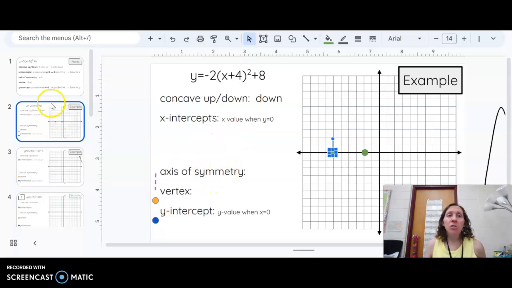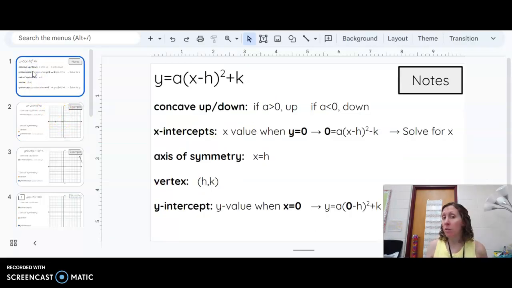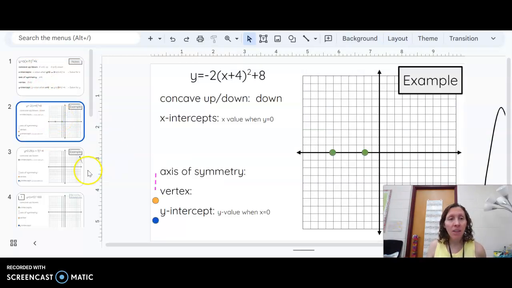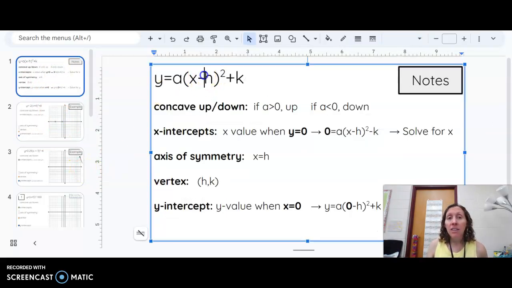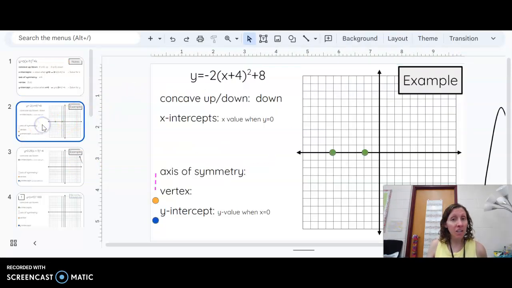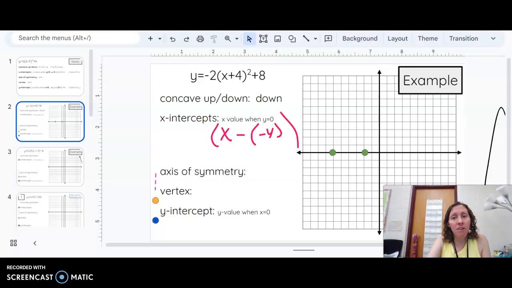All right, axis of symmetry. I'm going to go back up here to look at my notes because this is what you'll be doing too. So the axis of symmetry is x equals h. And h is this number here. Now, in this equation, it says x minus h, but in our example, it says plus 4. So what that means is that this really used to say x minus negative 4. So therefore, our axis of symmetry is at x equals -4.